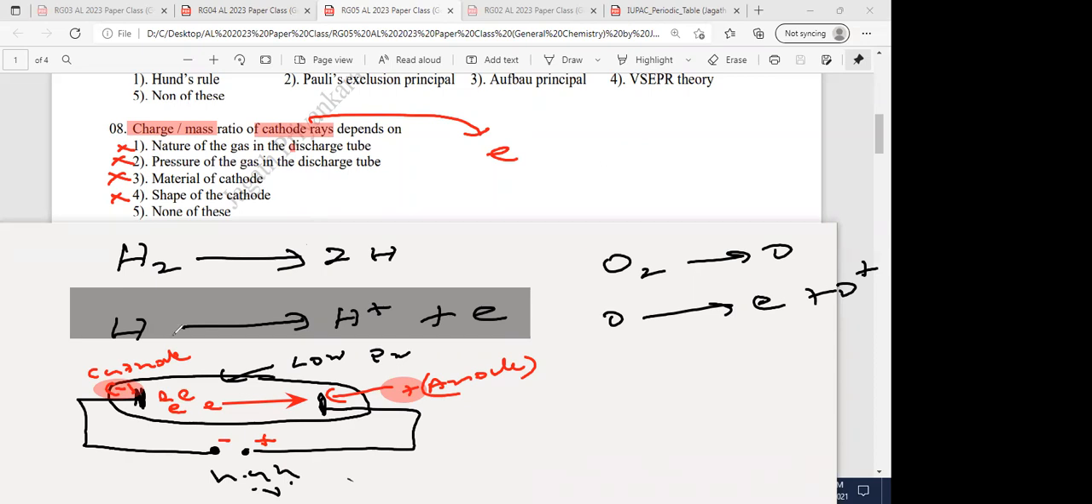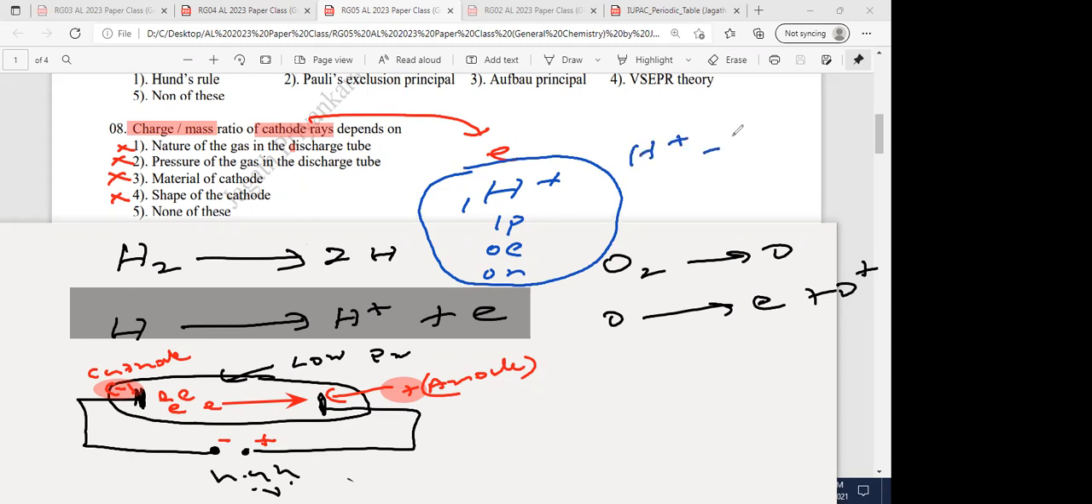Now what happened to the H plus? Actually, H is what is called cathode rays. H plus is what? Proton. H plus has atomic number 1, so it has just one proton. No electrons, no neutrons. Hydrogen H plus is also called proton, because it has just one proton. Therefore H plus ions are repelled from the anode and will get attracted towards the cathode.